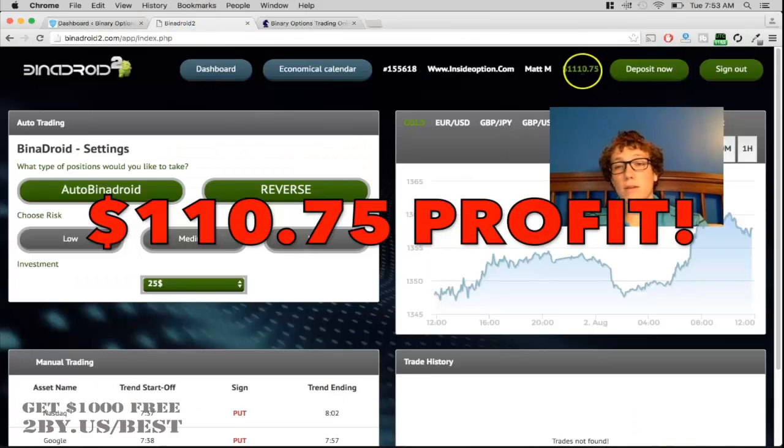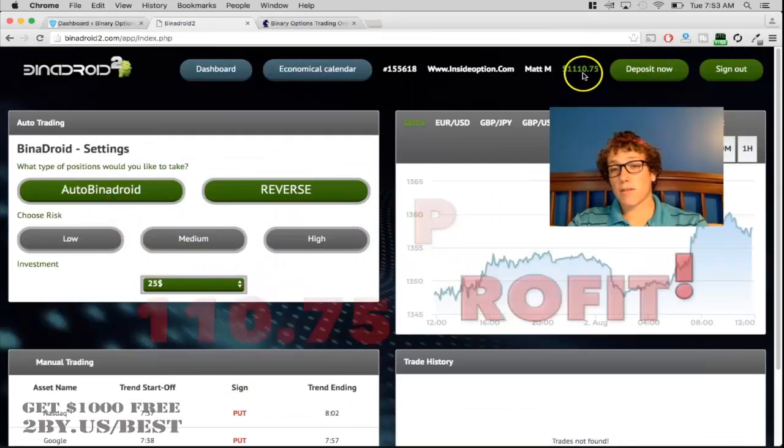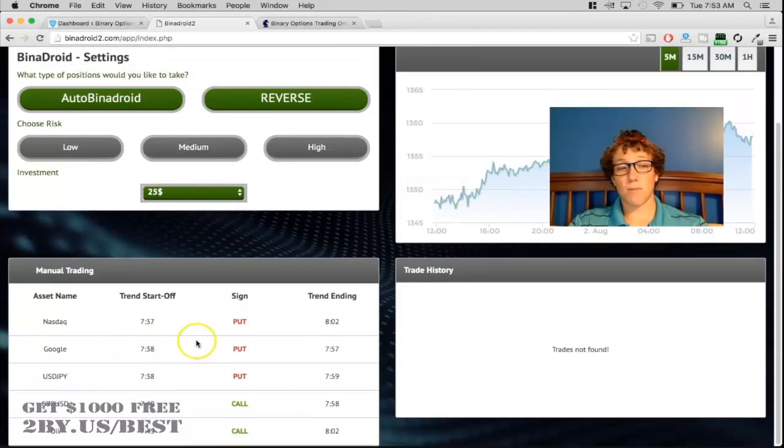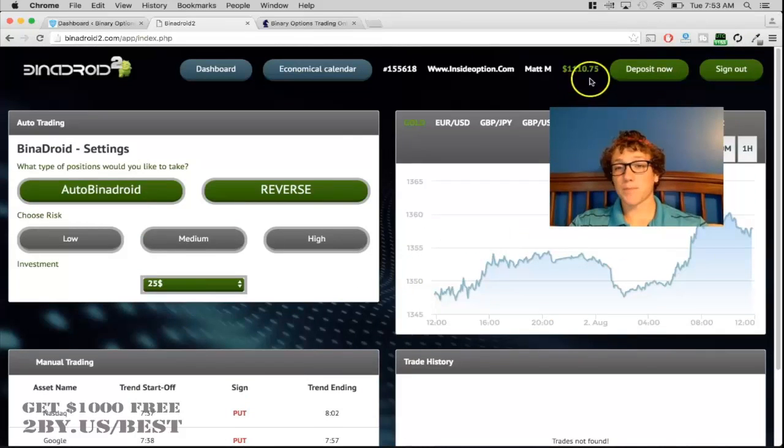$110.75, making our new account balance $1,110.75 here. So in our first day we had 7 out of 9 trades in the money using just the simple manual trading box down here, and we profited $110 in only about an hour and a half, maybe 2 hours worth of work.